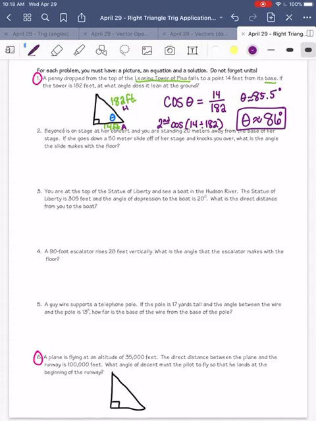Number 3, it's asking for the direct distance. Remember, we talked about that before. I'm not going to say it right now because I want you to think it through, but that is like a specific location on the triangle.